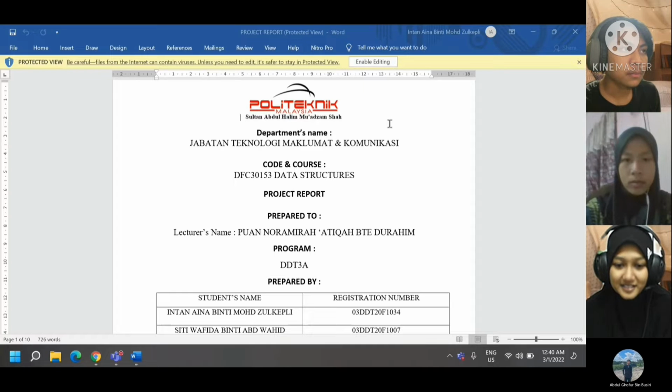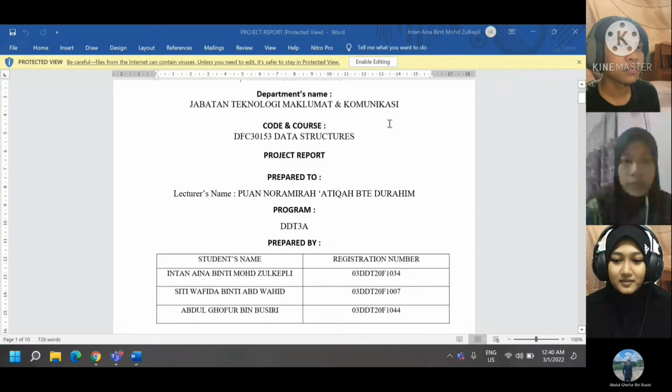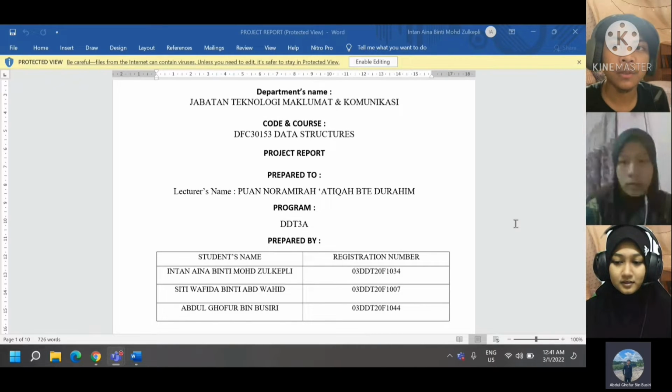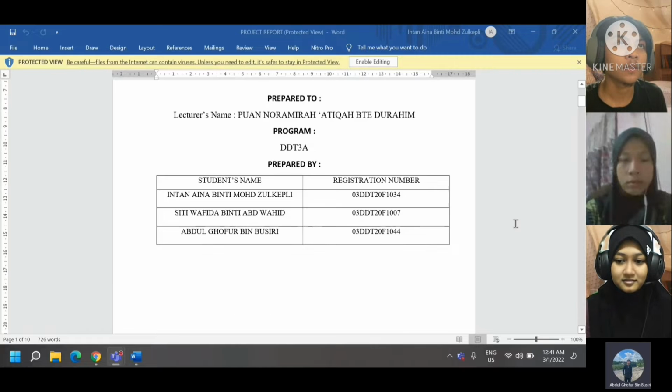Program DDT3A, prepared by my name, Intan Aina binti Muhammad Zulkifli, registration number 03DDT20F1034. My name is Siti Wafida binti Abdul Wahid. My registration number is 03DDT20F1007. My name is Abdul Ghofur bin Busiri. My registration number 03DDT20F1044.